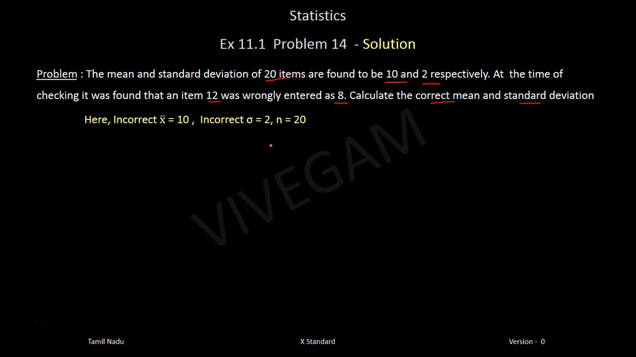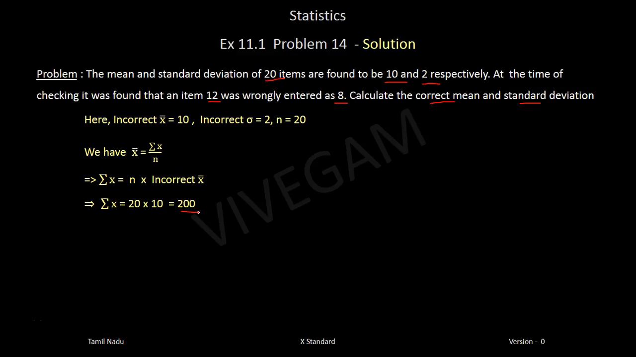Okay, so here the incorrect mean is 10, the incorrect sigma is 2, and the number of items n equals 20. We have x bar is equal to sigma x by n. So sigma x will be n times the incorrect x bar. So sigma x will be 20 into 10, which is 200.